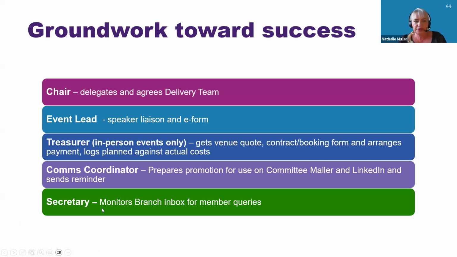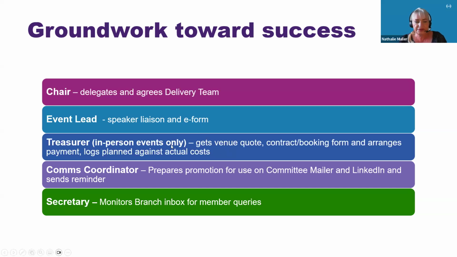So the chair is important in terms of delegating and agreeing the delivery team. You'll see across these next slides that I will constantly use the term success and delivery team on so many slides because I cannot emphasize enough how important that is. But when you're planning the what, at that stage, the chair will need to agree who is on that delivery team, and we'll cover the roles in just a bit. Part of the organization and part of the delivery team ahead of time is the event lead, and they usually are the speaker liaison, and I'll cover that in more detail in a minute.